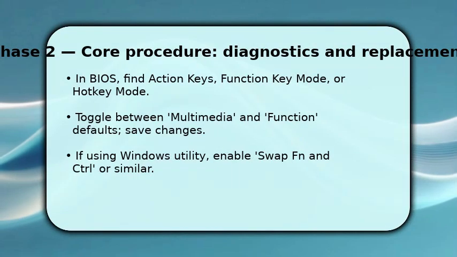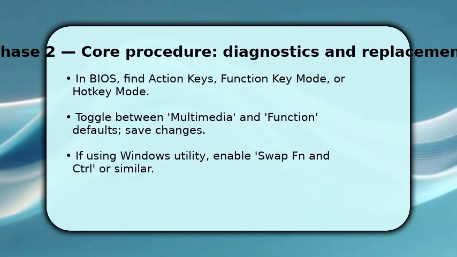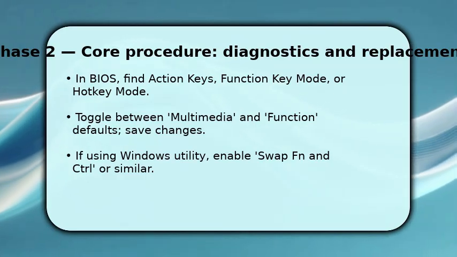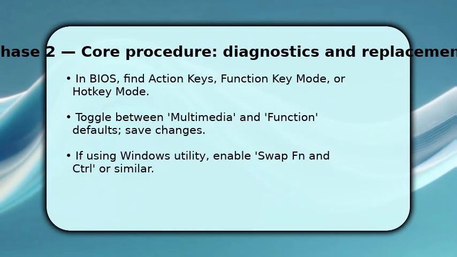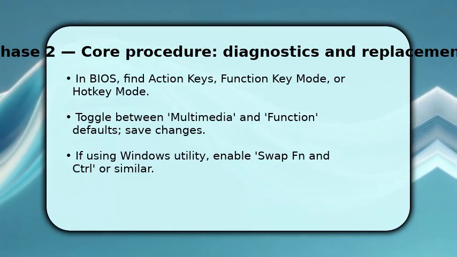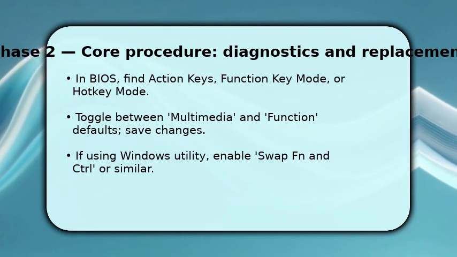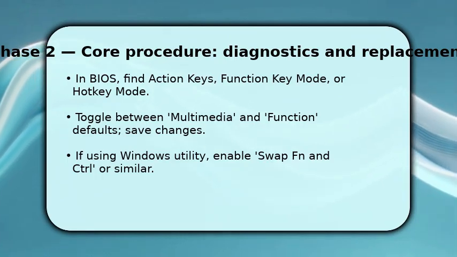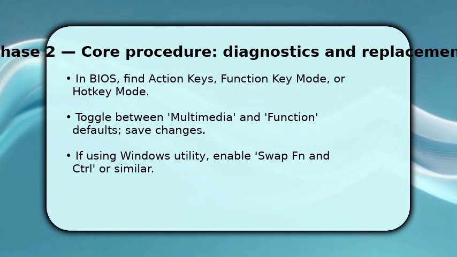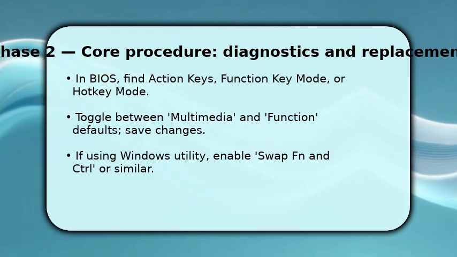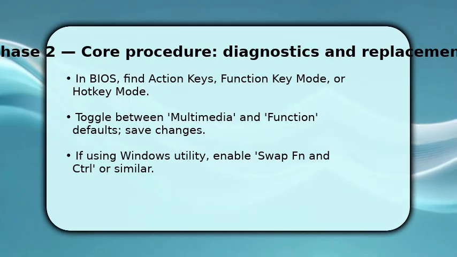Once inside the BIOS or the vendor utility, navigate to the keyboard or advanced section where action keys or function key mode appears. Change the default from multimedia to function keys or vice versa, depending on whether you want F1, F12 to act as standard F keys or media shortcuts. Make sure to save and exit, typically F10 then Enter, so changes persist.